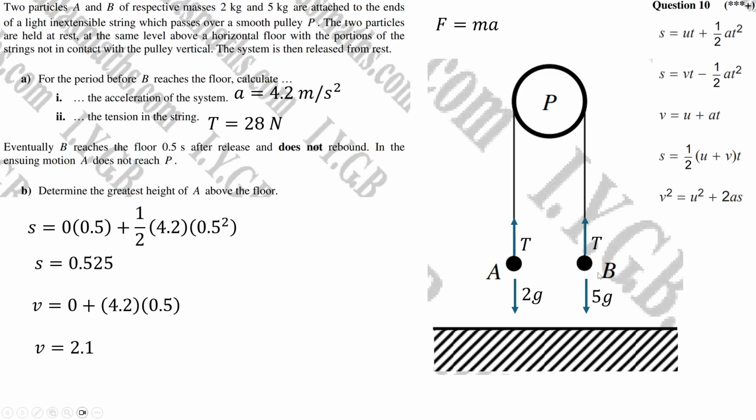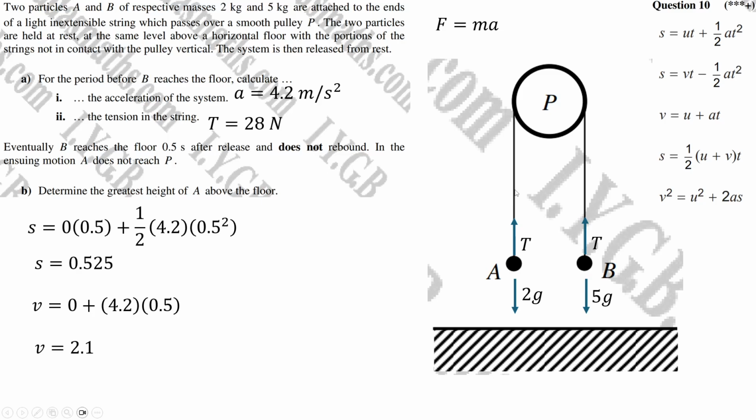Now, if B hits the ground at 2.1 meters per second and that's its final velocity, that's the initial velocity of A moving up, but not from this point here. So B hits the ground with a velocity of 2.1 and it's traveled 0.525 meters. Now A travels 0.525 meters up, and the velocity down here is the velocity up here.